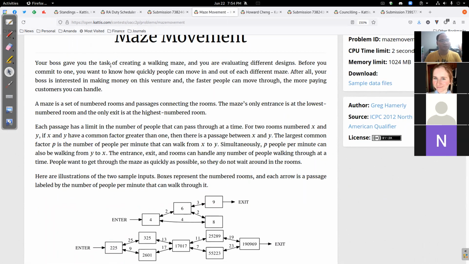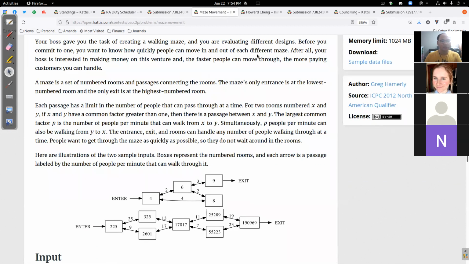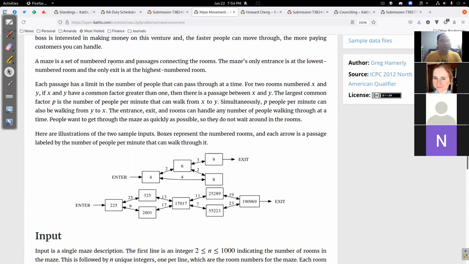Your boss gave you the task of creating a walking maze, blah, blah, blah. After all, your boss is interested in making money on this venture, so the faster people can move through, the more paying customers you can handle. A maze is a set of rooms and passages connecting the rooms. The maze's only entrance is at the lowest number room. So in this case, with rooms 4, 6, 9, and 8, the entrance is at 4, and the only exit is at 9. So this is the source, this is the sink.